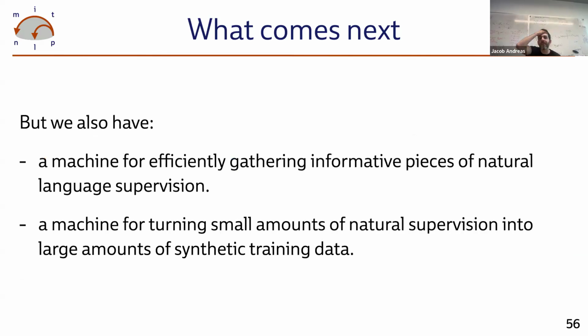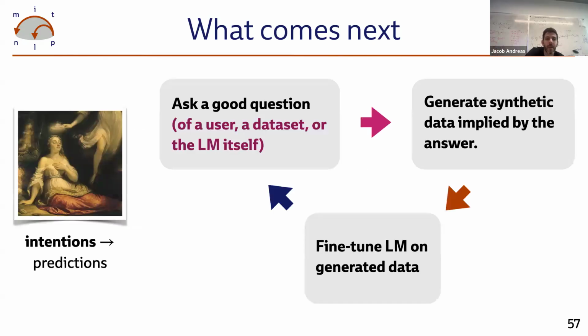And maybe the high-level claim that I want to make here is that the two pieces that we saw in this talk are actually pretty good ways of addressing both of these problems, right? We saw, on one hand, a mechanism for generating informative pieces of natural language supervision that we can elicit from a human user, or in principle from a model itself. And on the other hand, a mechanism for turning small amounts of rich natural language supervision into large amounts of synthetic training data that we can use to push this new information really deeply into the model. And so if you imagine putting all of these things together, it might look something like the following.